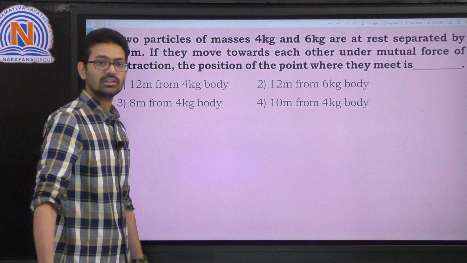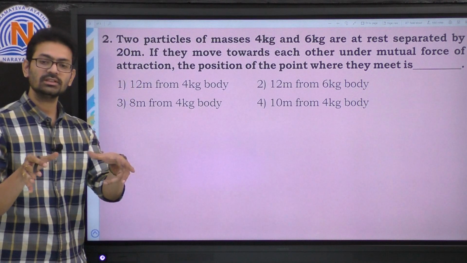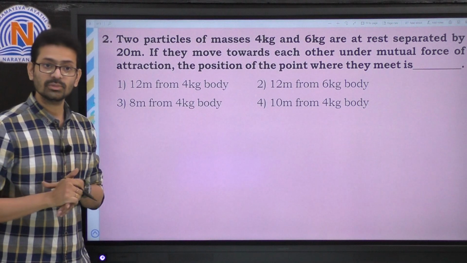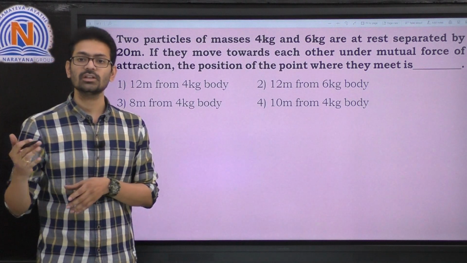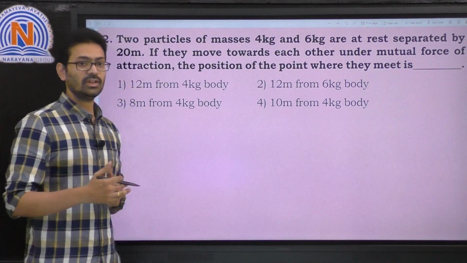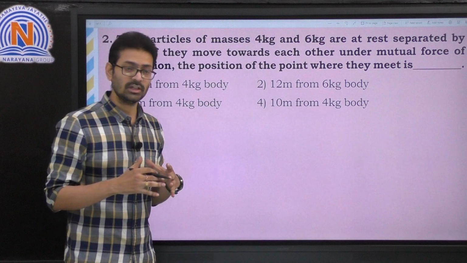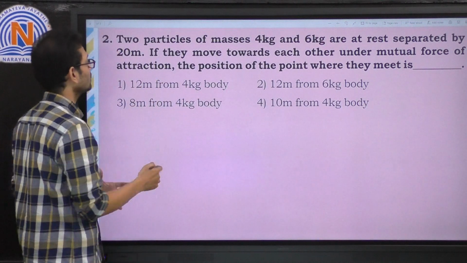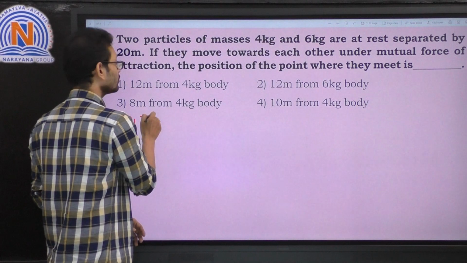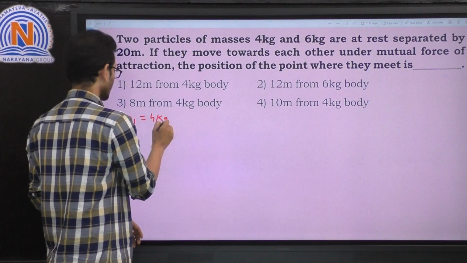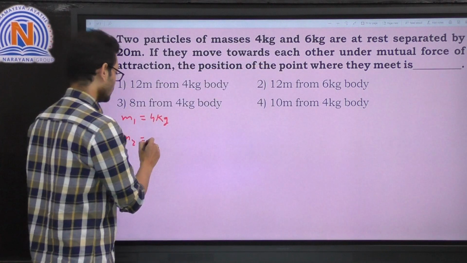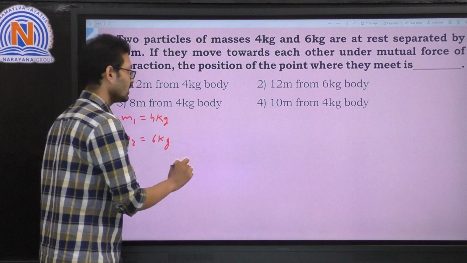In this question, two particles of mass 4 kg and 6 kg are at rest, separated by 20 meters. If they move towards each other under mutual force of attraction, the position of the point where they meet is. So when you want to find the position of the point where they meet, you just try to do one thing. You have two particles, let us take m1 is equal to 4 kg and m2 is given as 6 kg, right?